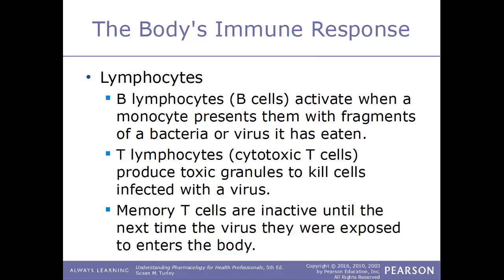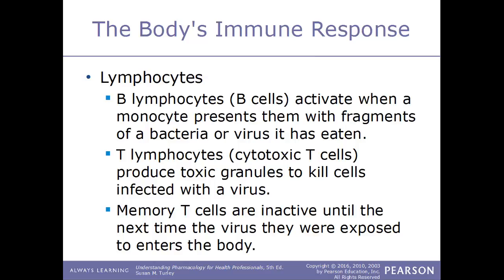When it comes to lymphocytes, there are two broad kinds: the B lymphocytes, or B cells, and T lymphocytes, or T cells. Each one of those has its own subcategories depending on that cell's role in the immune response. B cells are activated when a monocyte presents them with a fragment of a bacteria or a virus it has eaten. So these have to be presented with a part of the antigen before they know what they have to go out, look for, and to kill.